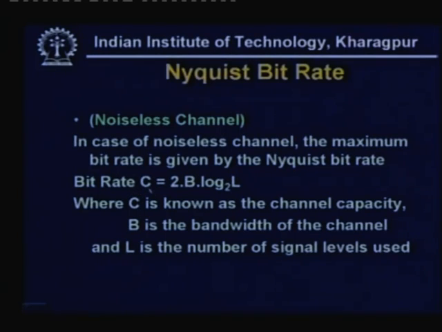and it is equal to C. That means Nyquist bit rate C is equal to 2 into B into log 2 L, where C is known as the channel capacity, B is the bandwidth of the channel, and L is the number of signal levels. So we see here bandwidth we are taking into consideration, and the number of signal levels. We shall explain this in detail later on. What do we really mean by number of signal levels? So it depends on two parameters in this case. The channel capacity depends on the bandwidth and the number of signal levels that we are sending.